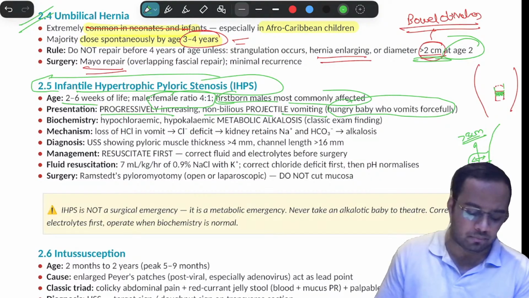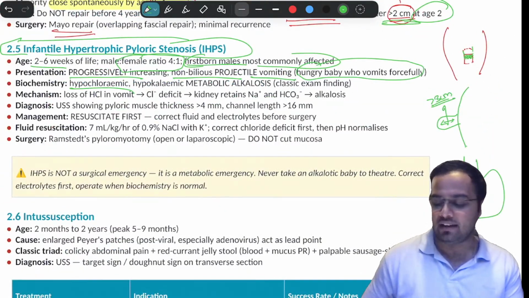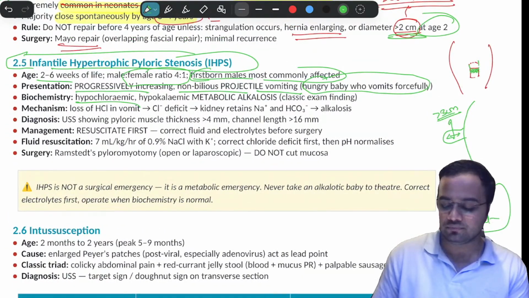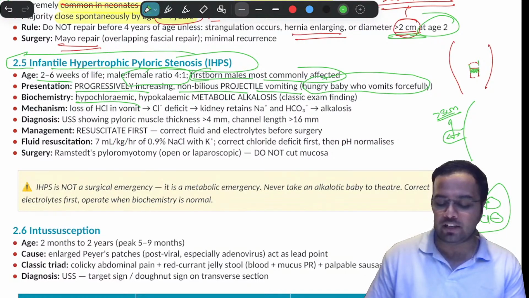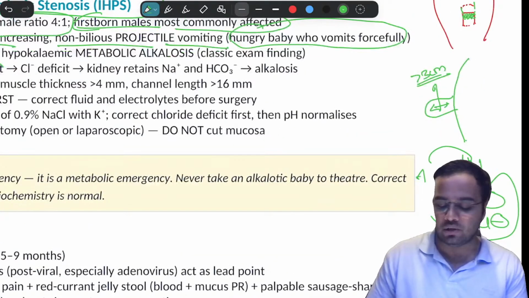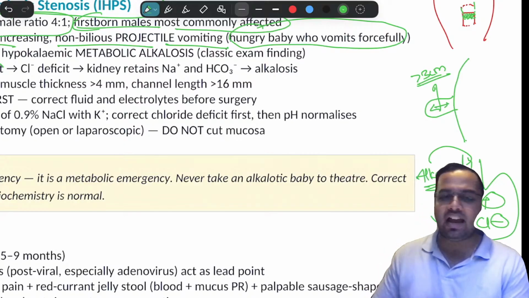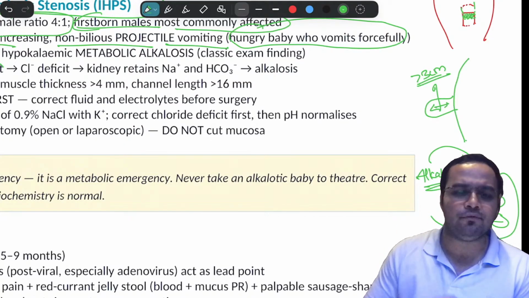Mechanism, so what happens exactly? From the stomach there is going to be loss of hydrochloric acid, so there is loss of H+ and Cl-. These are going to be lost in the vomitus, and because of losing H+, the patient is going to land up in alkalosis. So how is the kidney going to compensate? The kidney will ideally compensate by excreting bicarbonate. So that is the ideal mechanism for compensation.